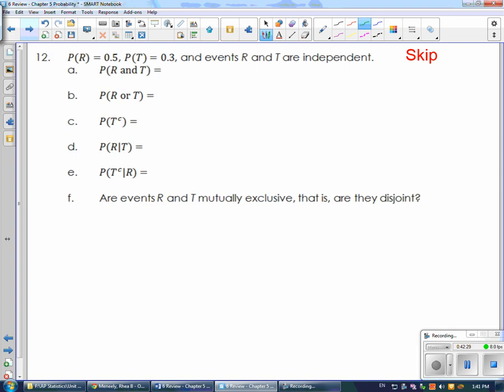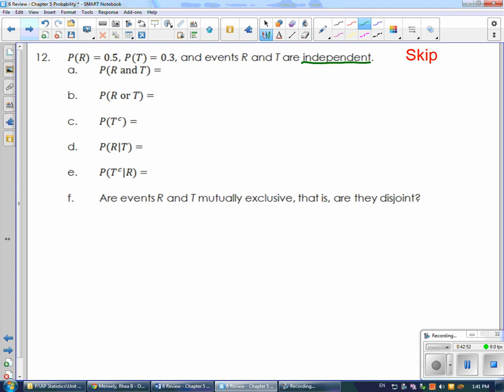All right. I believe this problem I took off of your worksheet because it was just a naked problem dealing with the rules. If you want to do this along with me, it'll just give you a little bit of practice with the rules. So you're given the probability of an event R is 0.5, the probability of an event T is 0.3, and you know that R and T are independent.